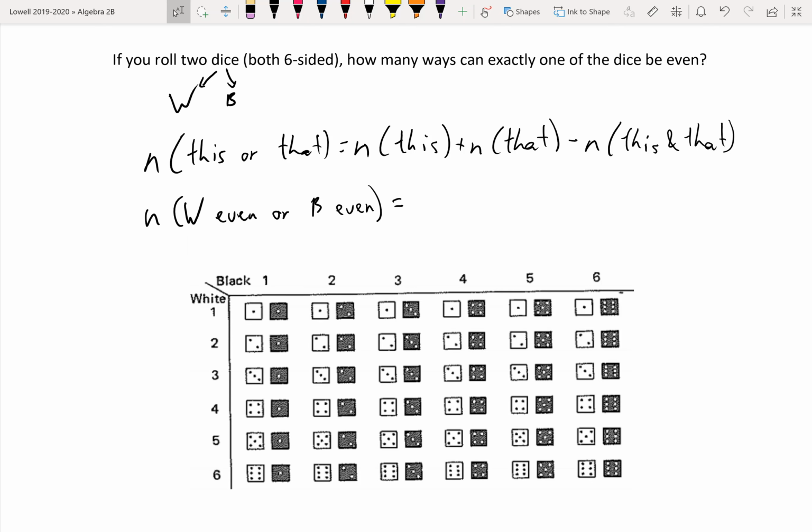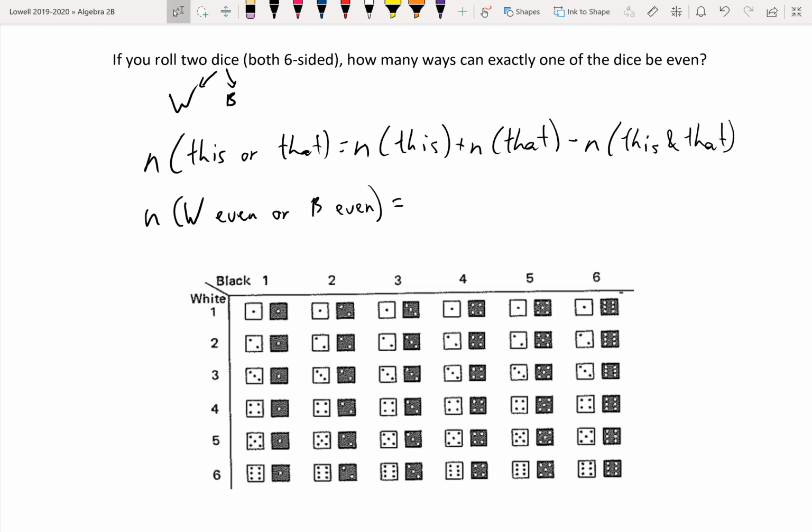Okay, so today we talked about this problem, and it actually turned out more complicated than I thought. So I thought that it deserved a video on its own. And so here's a scenario. Pretend we roll two dice, and let's just say that one of them is white and one of them is black, so we can discern between them. And they're six-sided dice. My question is, how many ways are there where there's exactly one even die?